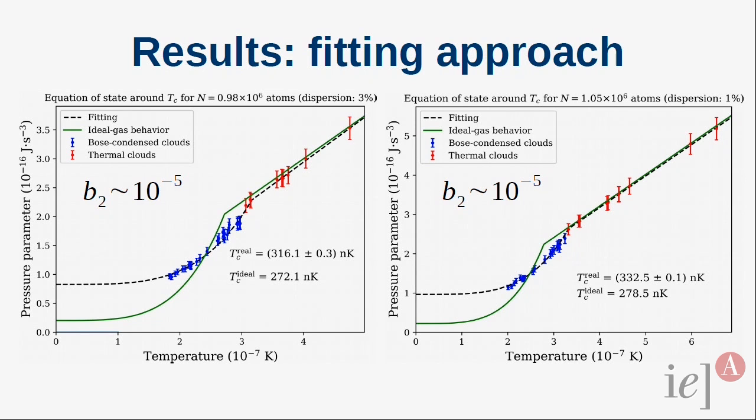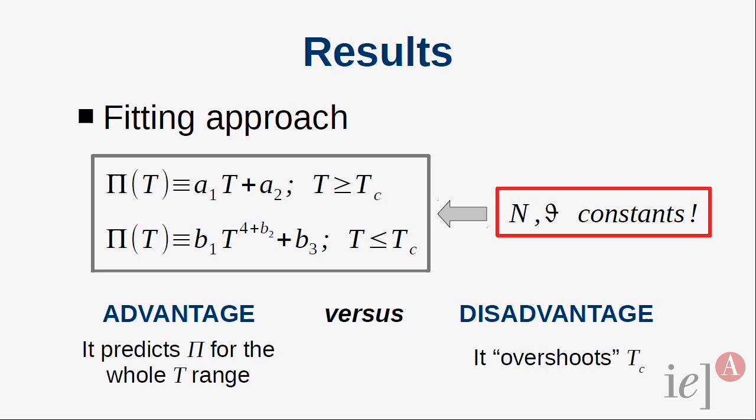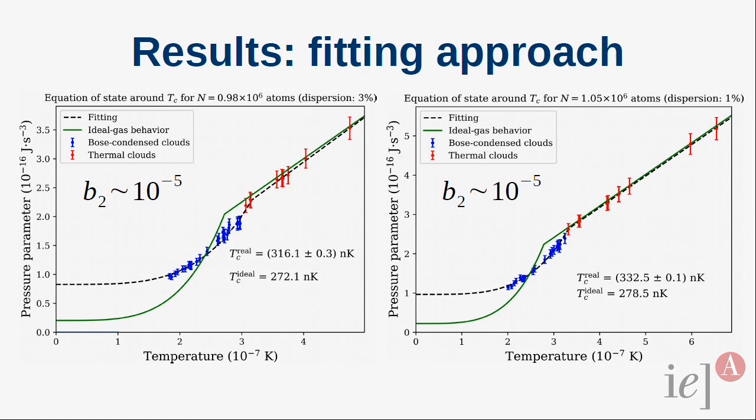And in both cases, this beta 2 term, that is the exponent, its order of magnitude is 10 to minus 5. So we can consider that the system still obeys the T^(2/3) behavior, as this dimensionless term is very small. And then this green solid line is the ideal gas profile. The points following this line are the measurements, and this is the fitting profile.